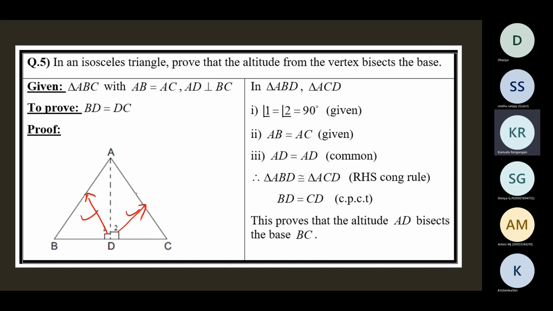So angle 1 is equal to angle 2, 90 degrees, given. Then AB is equal to AC, that's given, and that's the equal hypotenuse. And then AD is equal to AD, common side. So by the RHS rule, the triangles are congruent. By CPCT, BD of this triangle is equal to DC of this triangle.